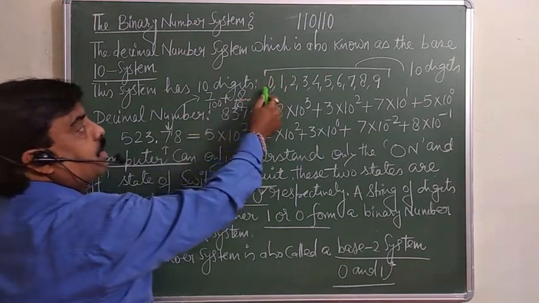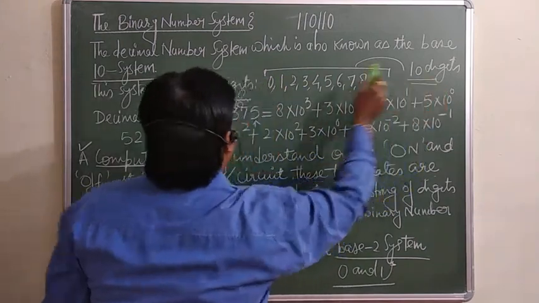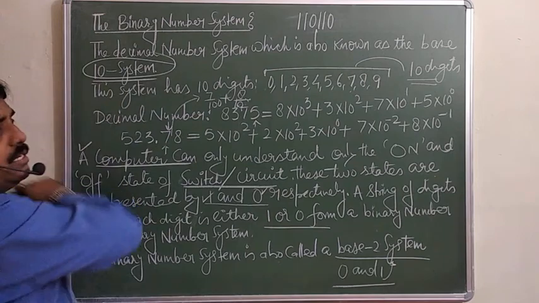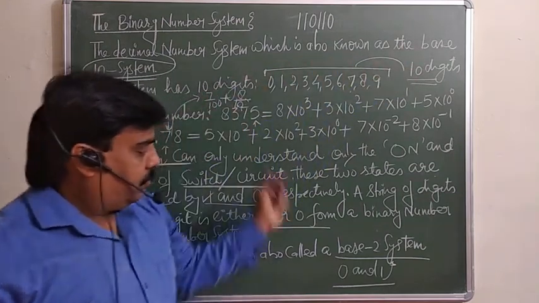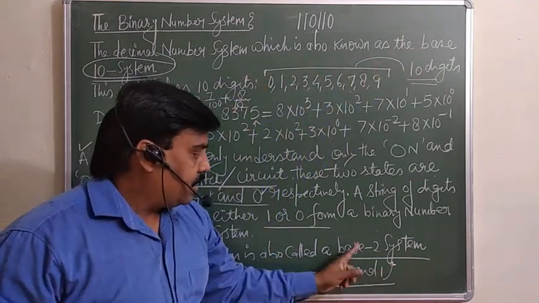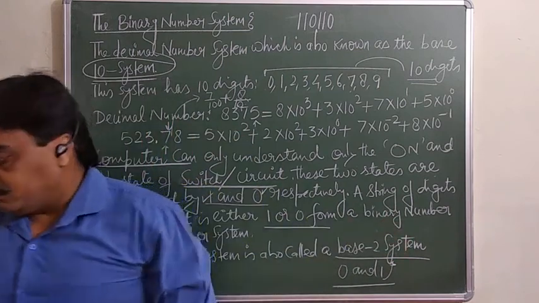See, in base 10, how many digits were there? Only 10 digits. So that's why we are saying the base 10 system. Here only two digits are there. So that's why we are saying this is the base 2 system. Have a look.